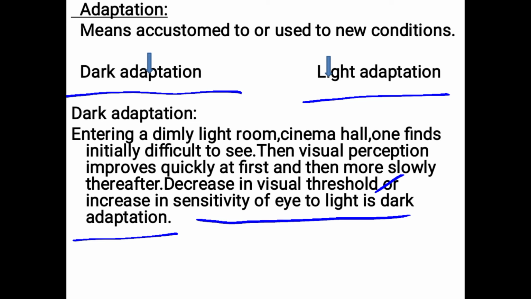bright light area. You are in bright light, and suddenly when you enter a dim or dark place, initially it is difficult for your eye to identify the object. After some time you can slowly see the object. That is mainly due to a decrease in visual threshold, which keeps on decreasing. That is called dark adaptation.